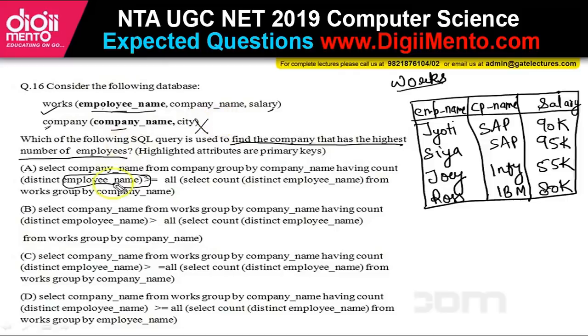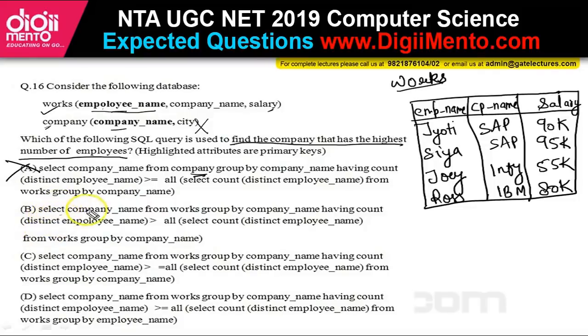So let's rule out the options. I hope you get the point. Now the first one says select company name from company. In the very first step, A is wrong, because they are using group by company name having count distinct employee name, using both the tables without using any join query. Again, we don't even need the company table at all. So that's why the first option is wrong. The first option matches with the C option, and I'll do it one by one. But first let's come to option B.